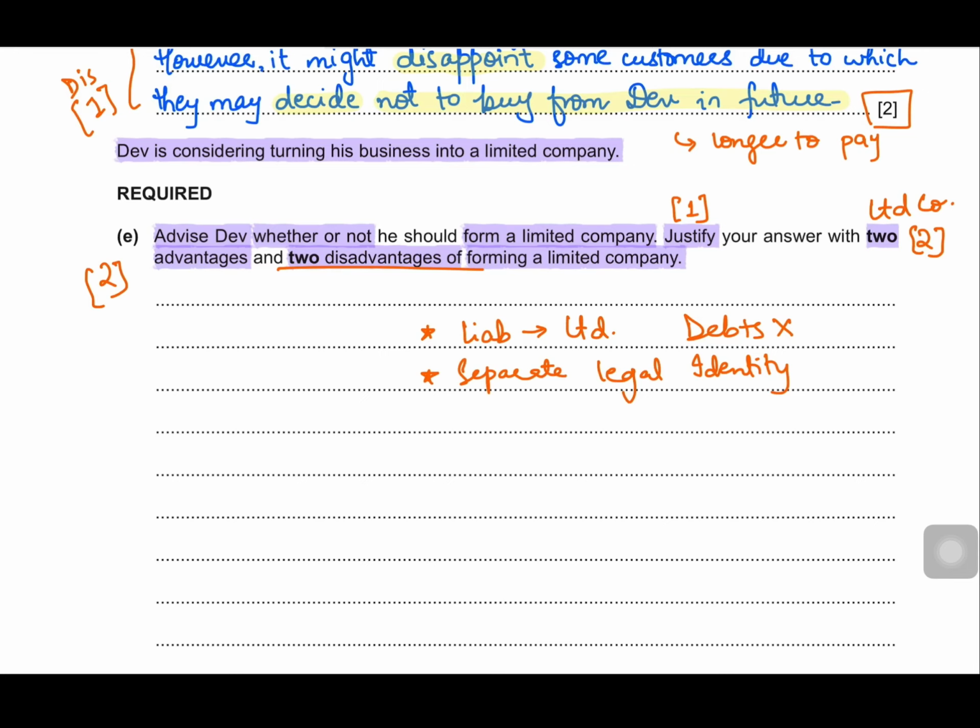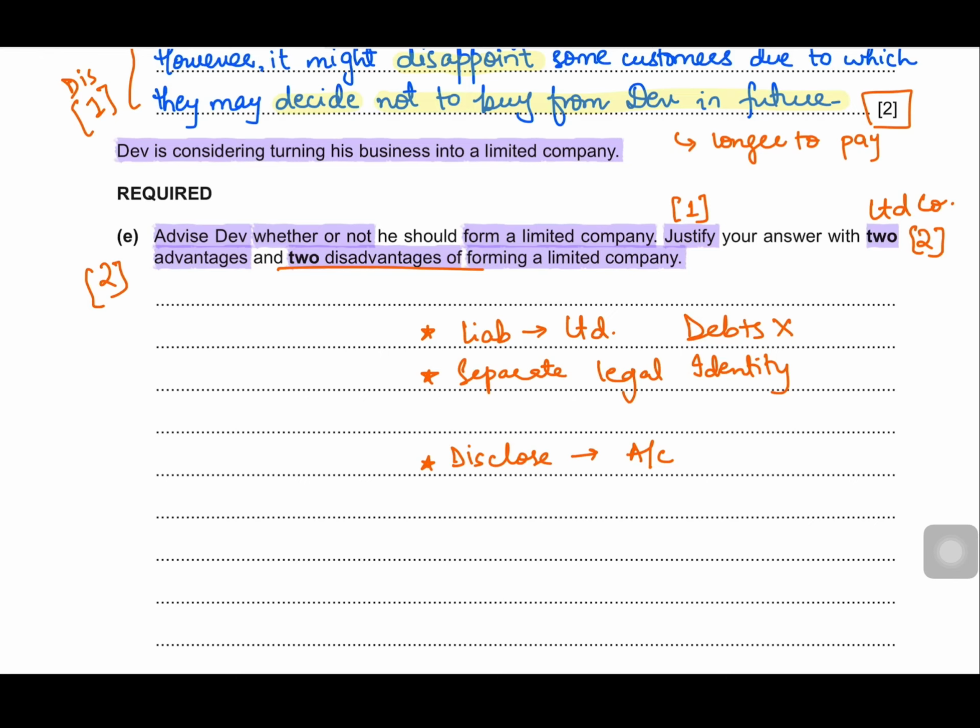However, what could be the disadvantage if he forms a company? Right now, he is operating as a sole trader. A sole trader business is a very private business. You don't disclose your personal information or your accounts to anybody. You can only show it to the government for tax purposes, but not to anyone else.